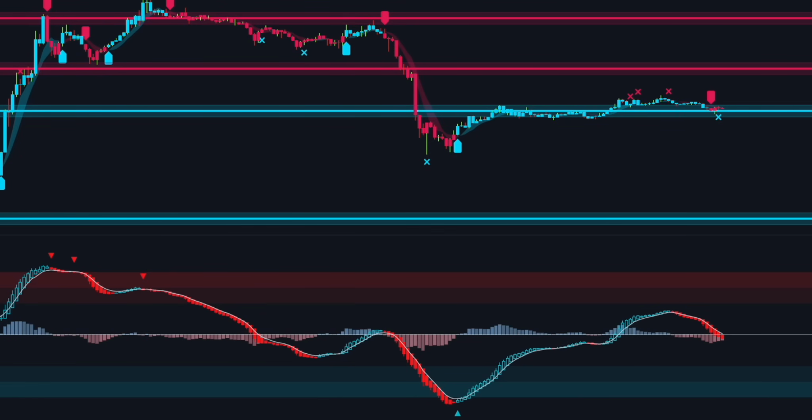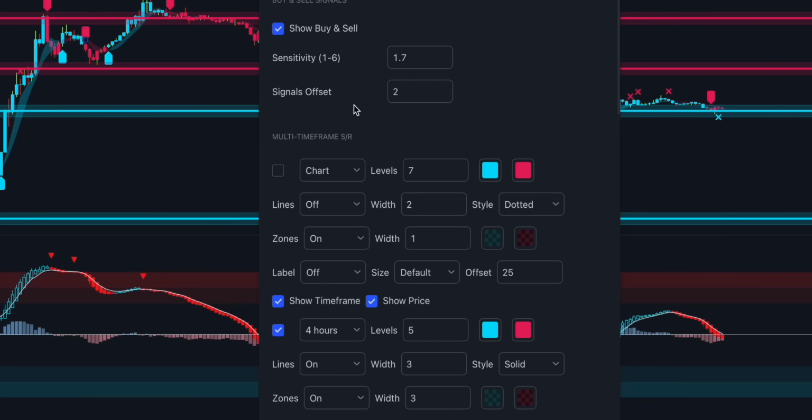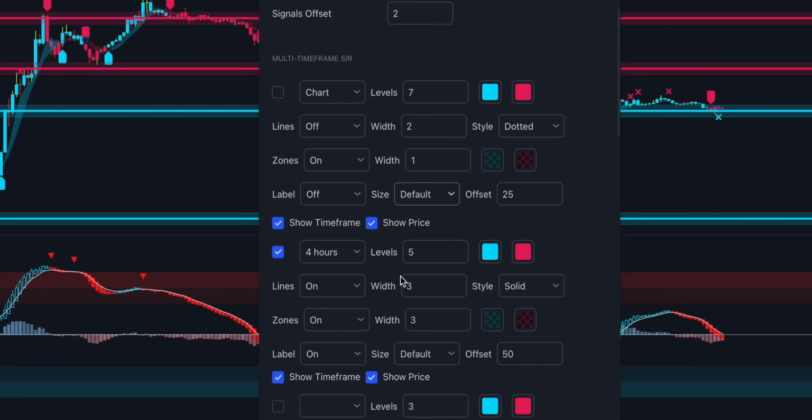This premium indicator includes multiple features allowing you to analyze all aspects of price action. I personally like to use the 4-hour support and resistance levels along with these buy and sell signals. However, you can customize the indicator as you wish.